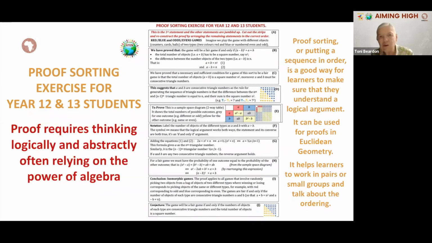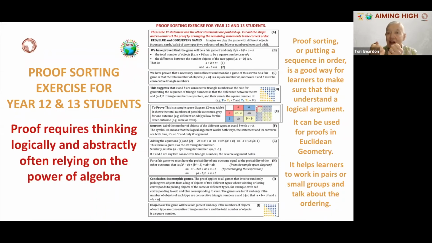Now, proof sorting is a method that you can use in lots of different ways, but you can ask your learners to sort into an order, and they've got to think logically in order to get this right. And here what you see is a proof of an amazing result. So this is the amazing result. If one of these games is going to be fair, then the number of objects of one type and the other type have got to be two consecutive triangle numbers. And if they are, it'll be a fair game.